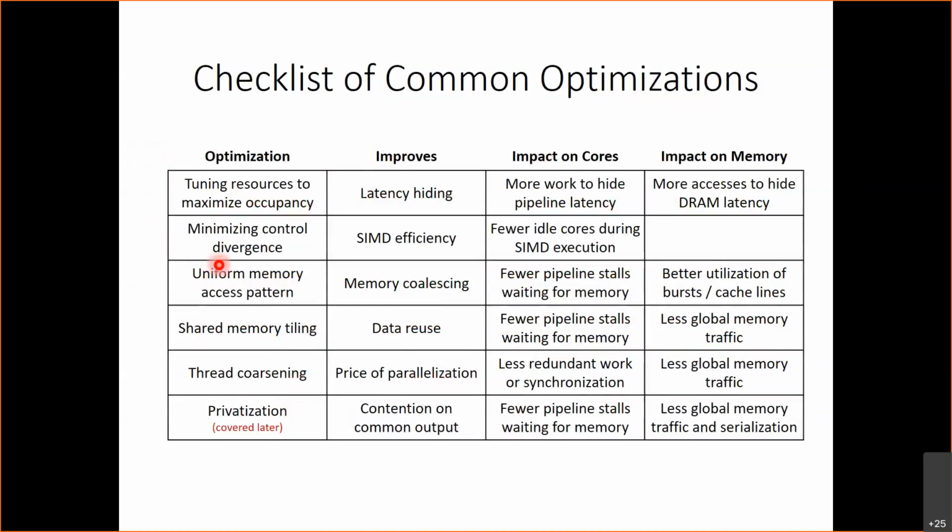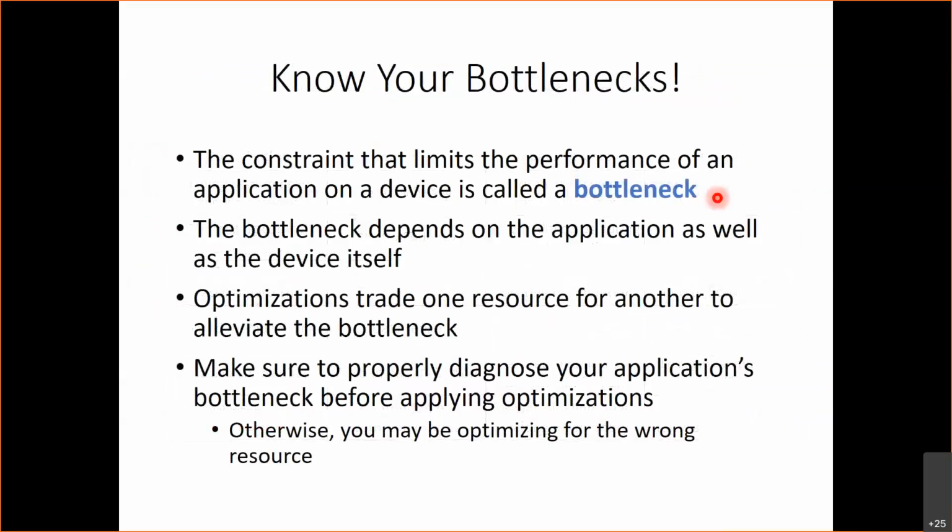But choosing which of these optimizations to apply depends on what bottleneck your particular application is experiencing that's limiting its performance. And with that, we spoke about the importance of knowing your bottleneck, because optimizations trade off one resource for another. So you want to make sure that you're trading a resource that you have plenty of for a resource that is your bottlenecked resource. That means that we need to select the proper optimization.